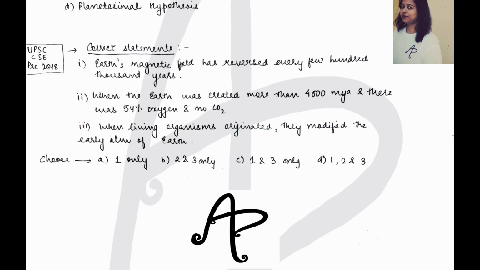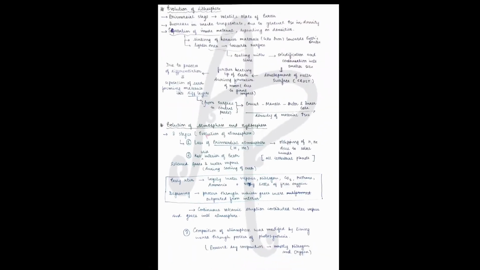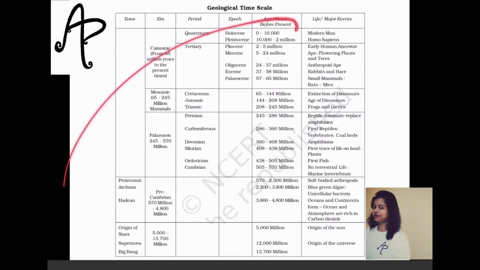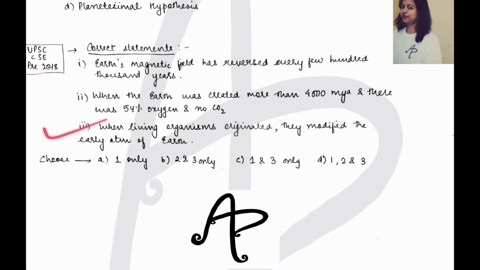What about the third statement? When the living organisms originated, they modified the early atmosphere of Earth. Now, I have given you that whole table. We have talked about the same thing, that how with the help of organisms, etc., the life has originated. We have talked about cyanobacteria, etc. This was the whole table that we have discussed. So herein we have discussed about those organisms, okay, right from the oceanic body to then on the lands, etc. So directly this option comes out to be the right one. So you know that 1 and 3 are correct. So you could have gotten down to the right answer otherwise also.